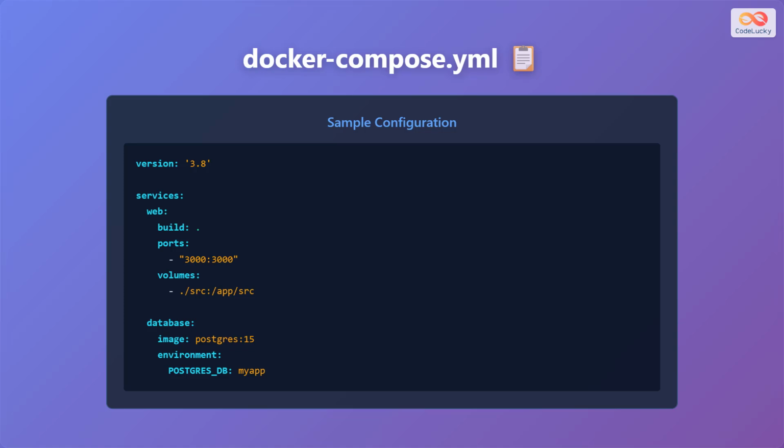The web service defines how to build the image for your web application, which is built from the Dockerfile in the current directory. It also defines port mappings, mapping port 3000 on the host to port 3000 on the container, and volume bindings, so that you can edit the code on your host machine and it will be automatically updated in the container. The database service uses a pre-built Postgres version 15 image from Docker Hub. The environment variables configure the Postgres database. In this case, we are setting the Postgres database variable to myapp.